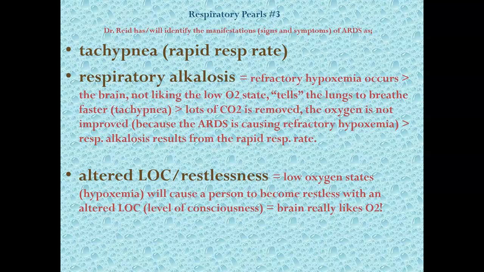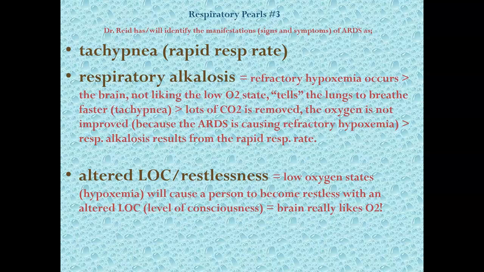I can't work without it. I need more oxygen. And then the brain, the respiratory centers in the brain stem, will tell the lungs to breathe faster, because that's how the body works. The brain tells the lungs how fast and how deep to breathe. That's how we work. And when there is a low O2 state, then the brain will tell the lungs, well, you need to breathe faster and or deeper.